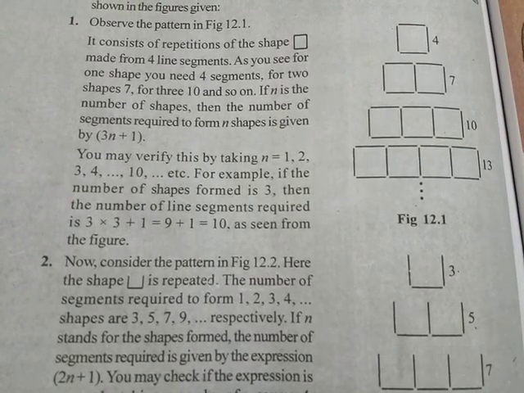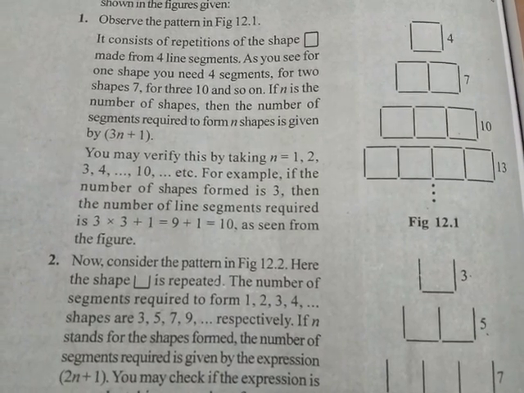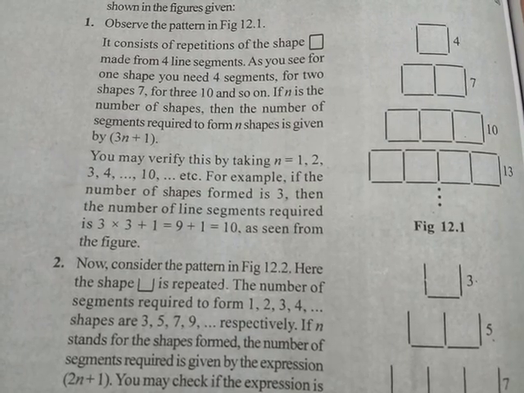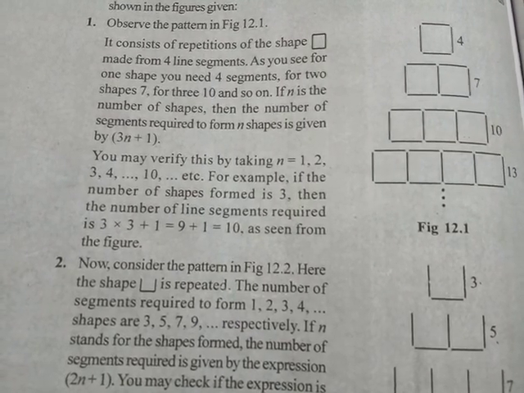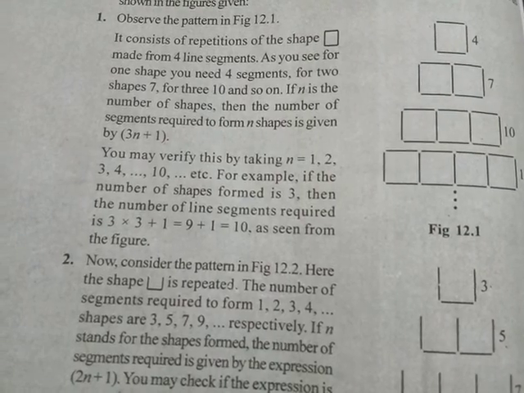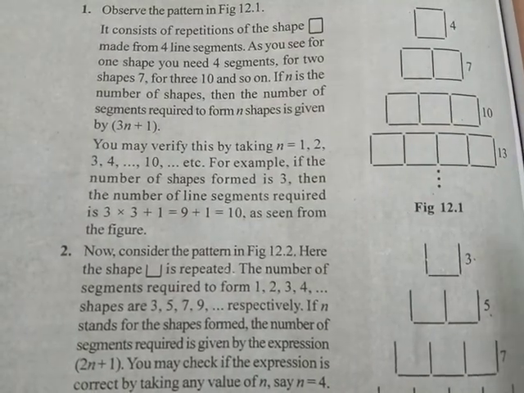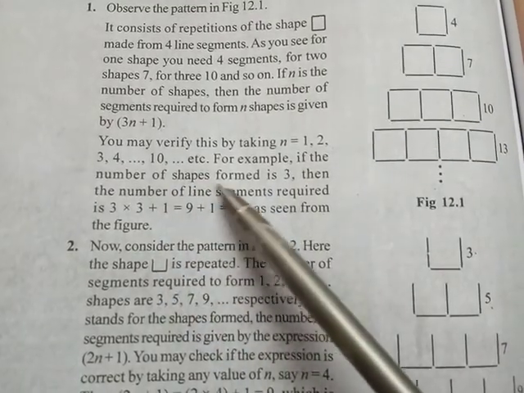But for making one shape, we require 4 segments. So in 3n, if you keep n equal to 1, you are getting the answer 3. So 3n plus 1 is your general rule to find how many matchsticks are required. Okay.